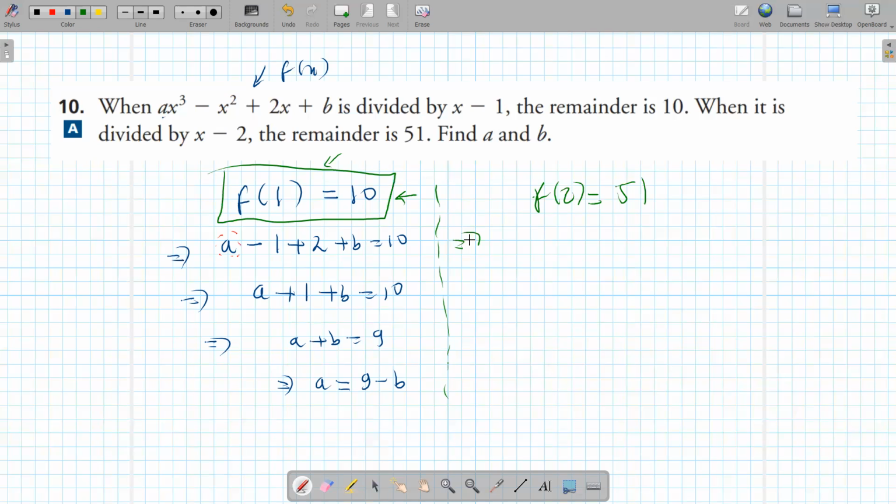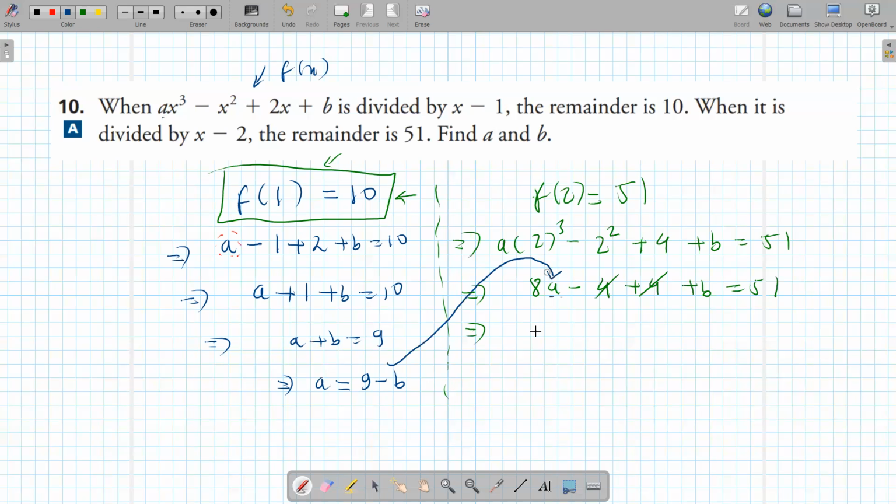And now we're going to plug 2 into f of x. So it's going to look like this. a times 2 cubed minus 2 squared plus 2 times 2 is 4 plus b equals 51. And we can kind of clean this up. 2 cubed is 8. So we have 8a minus 4 plus 4 plus b equals 51. The 4's cancel out, yeah? And then what's a actually? Look at this. a is actually 9 minus b. So we're going to do a quick substitution here, okay? That's going to become 8 times 9 minus b plus b equals 51.